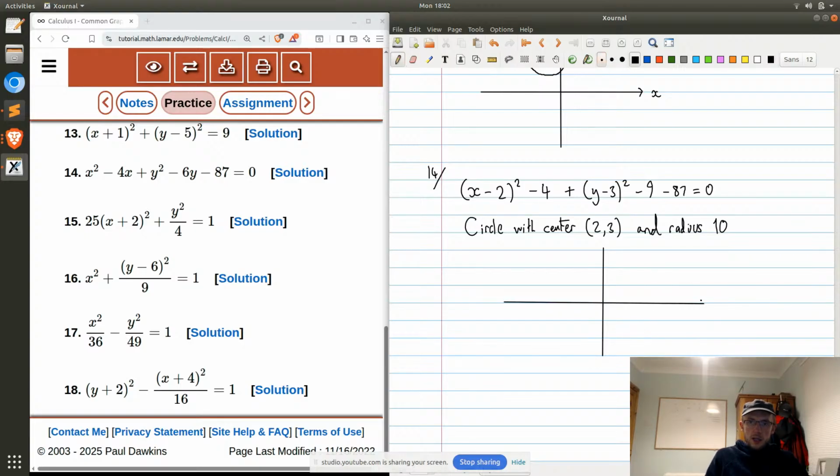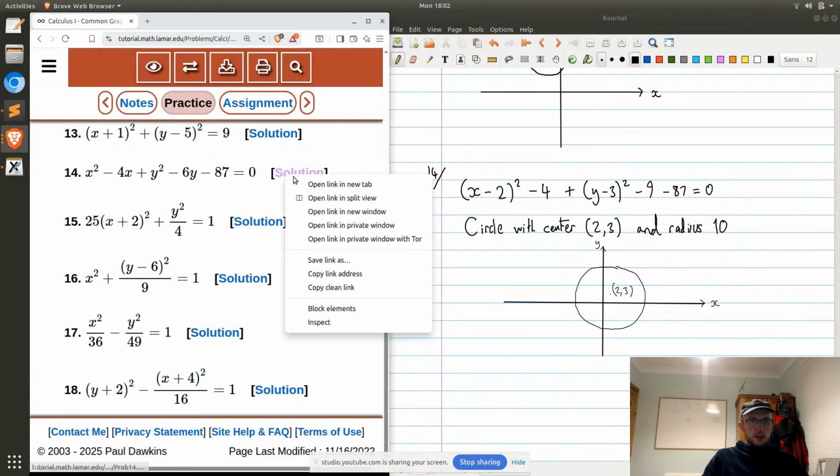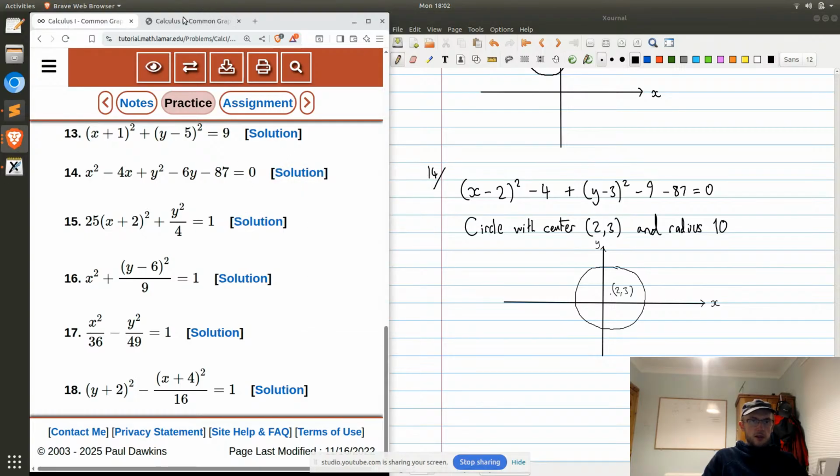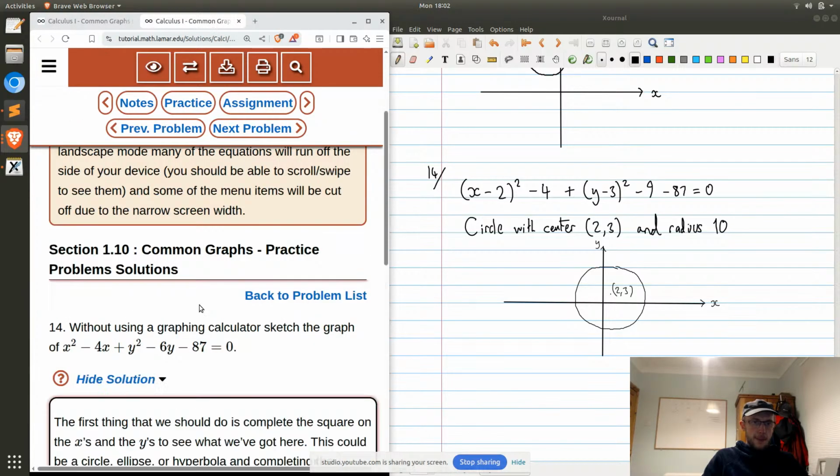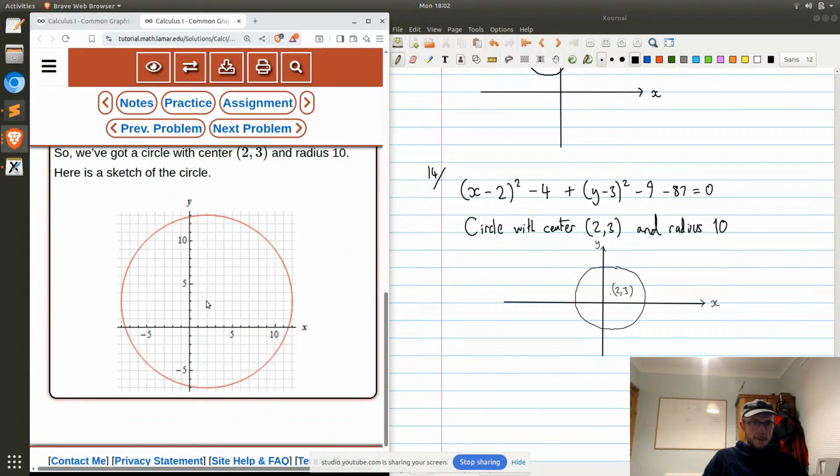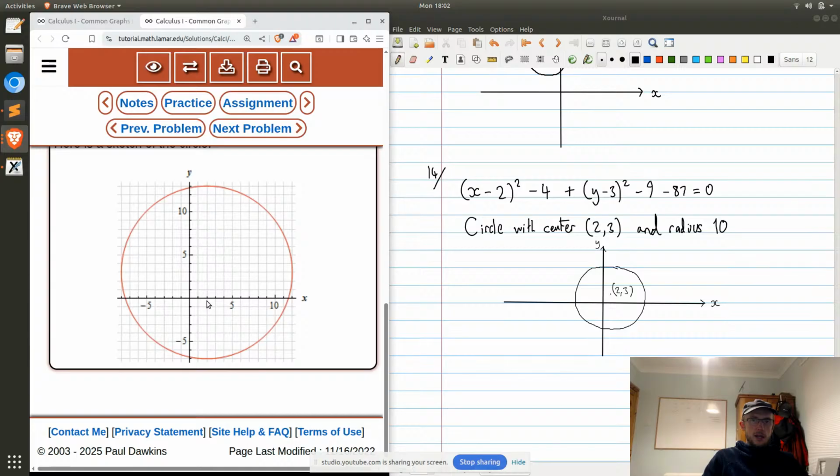Freehand circle time. Something like there-ish. There it is. With a bit of work, those intercepts can be figured out, but they haven't asked us to do that right now. Indeed, I agree.